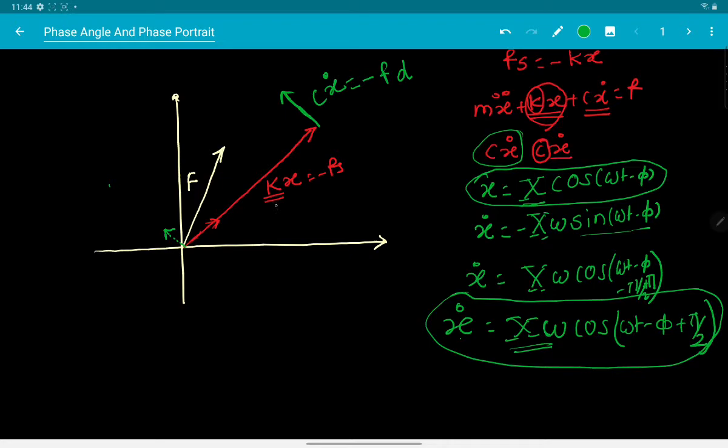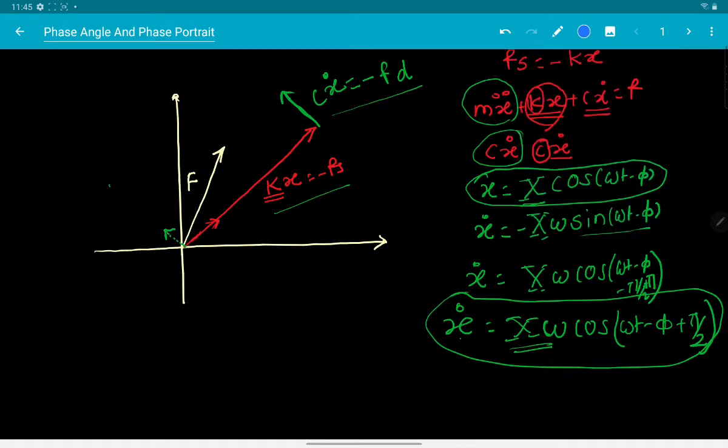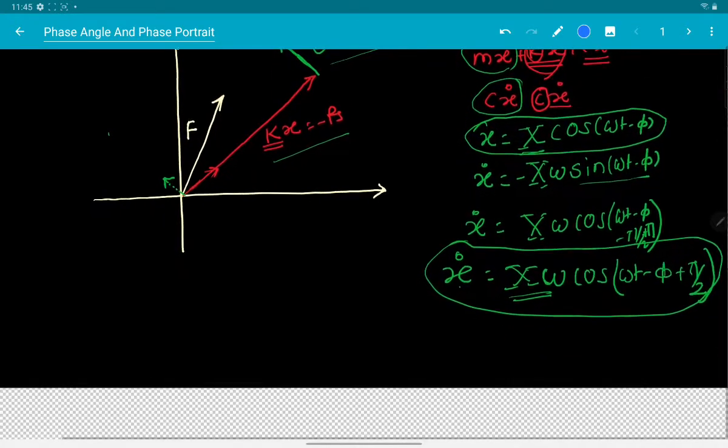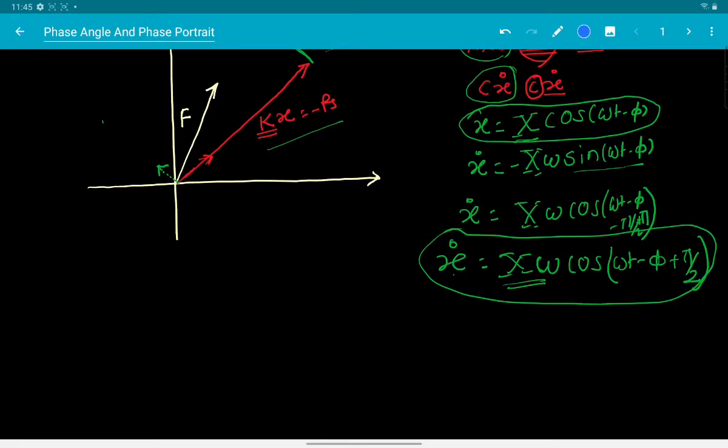Now we have plotted this c x dot, which is minus of fd. We have already plotted fs, minus of fs we already have, and we have also plotted this minus of fd, which is the damping force, minus of damping force. And now the last force that we are left with, which is m x double dot, is something that we'll be plotting. Let me try to plot it with a different color. Now our job is to get the expression of x double dot, and see where we are able to plot x double dot, and hence how we can plot m x double dot.